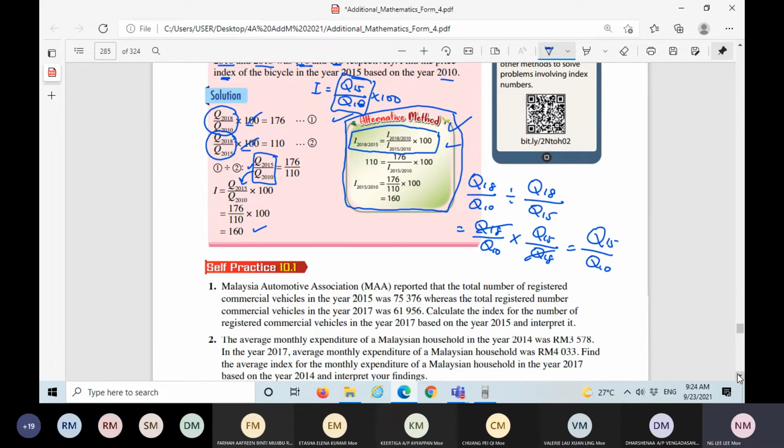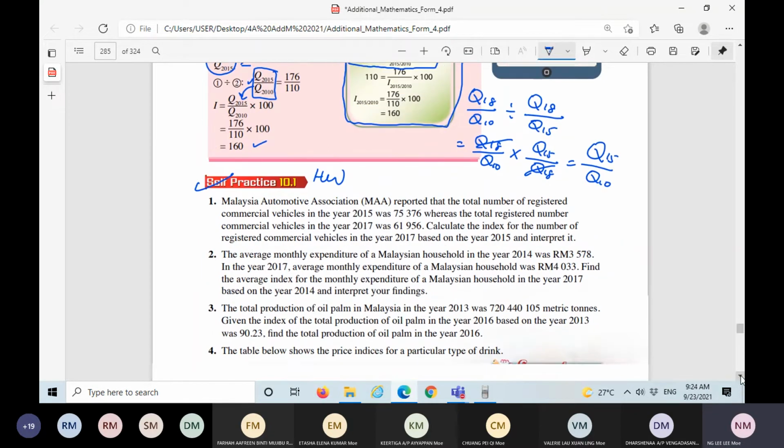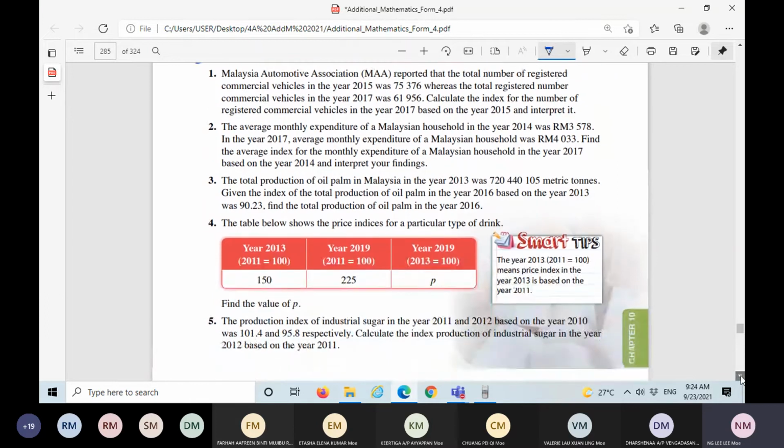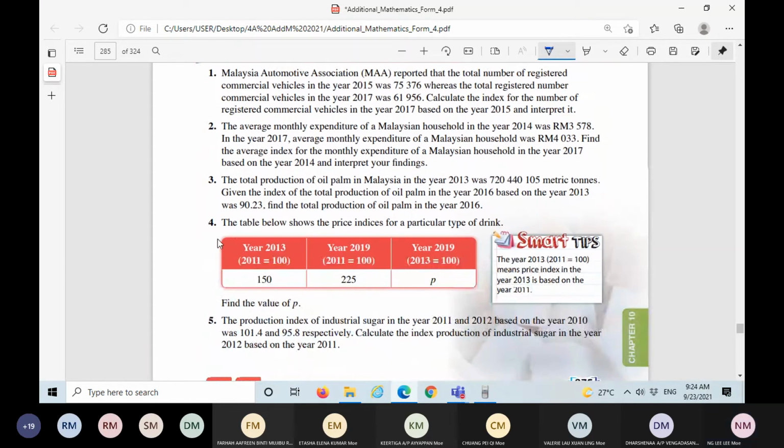Okay, so you do this exercise. Here you have 5 questions. For this exercise, I want you to pay attention to this one. You look at this: the year 2013, in bracket 2011 is equal to 100. What is the meaning of this? This one means the price index in the year 2013 is based on the year 2011.